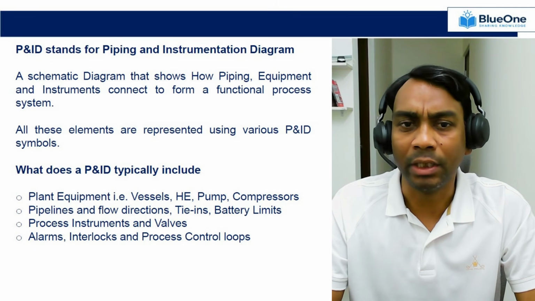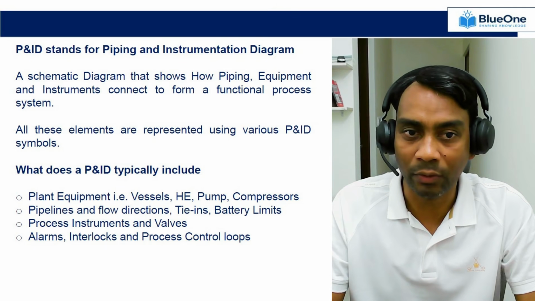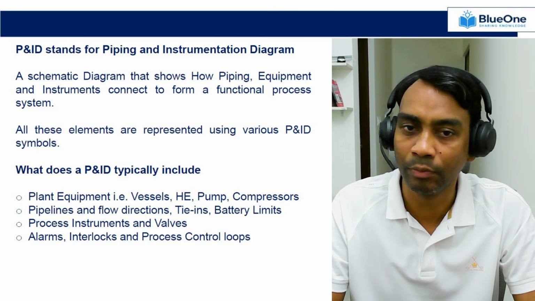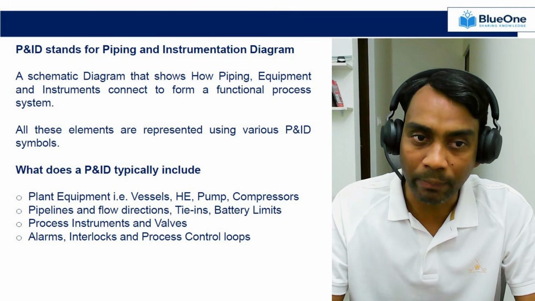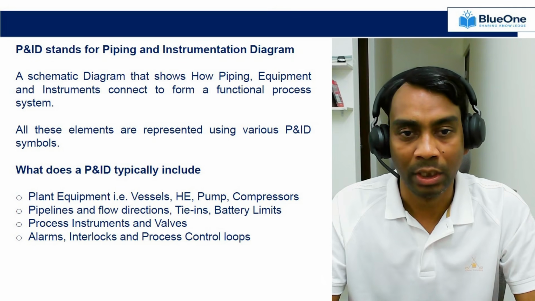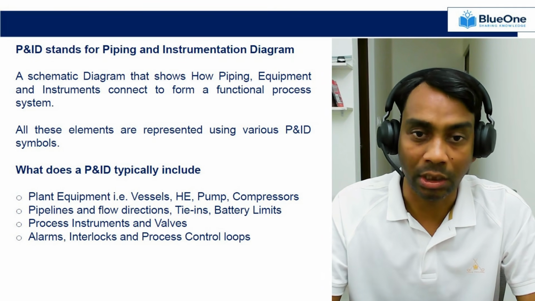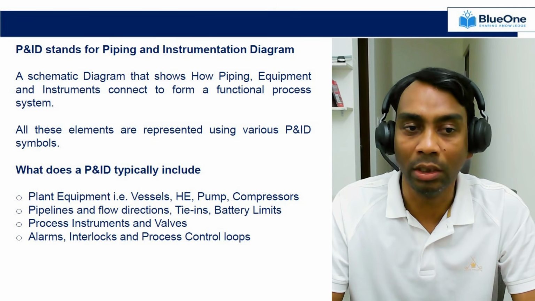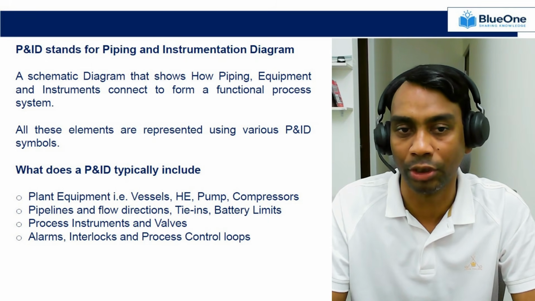What does a P&ID typically include? A typical P&ID will have plant equipment like vessels, heat exchangers, pumps, compressors, turbines, and many more. It will have pipelines and the flow direction, tie-ins between the packages and between the units, and the battery limits. It will also have process instruments and valves. It will have information about alarms, interlocks, and process control loops.